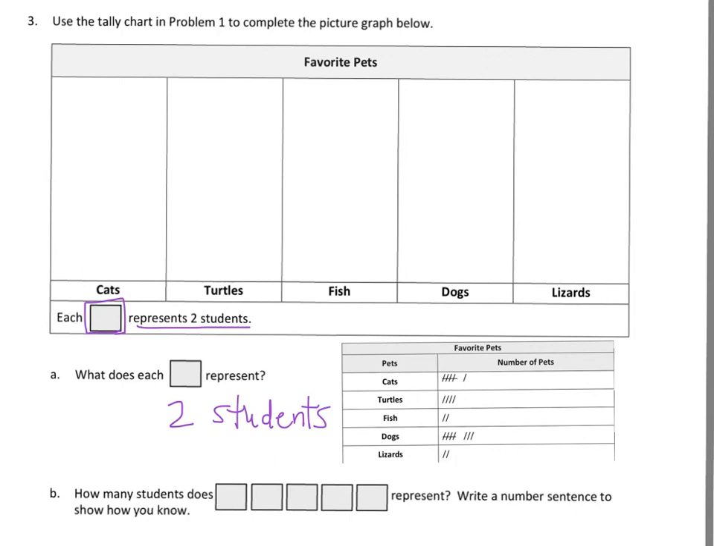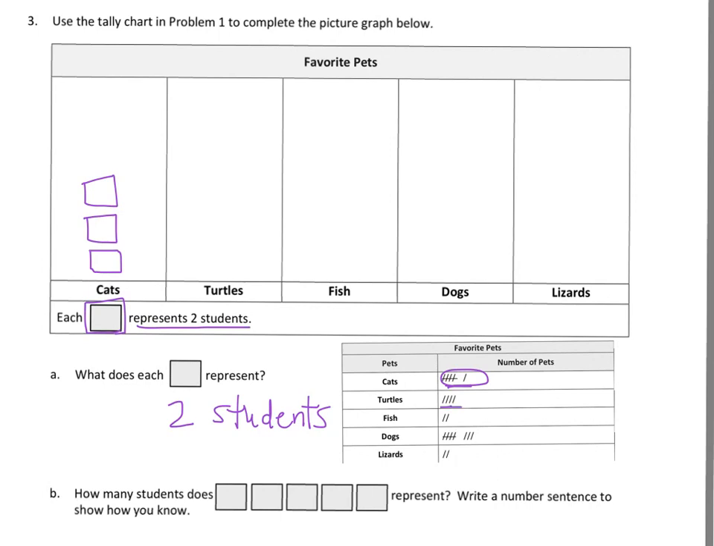So when I do cats, I have 6 students. So now I have to figure out how many boxes make 6 students. And it's not going to be 6 because this time they're each worth 2. So I'm going to draw in some boxes here. And I know that for cats, I got to draw boxes that represent 6 students at 2 apiece, so I'm going to count as I go. So each box is worth 2, so that's 2, 4, 6.